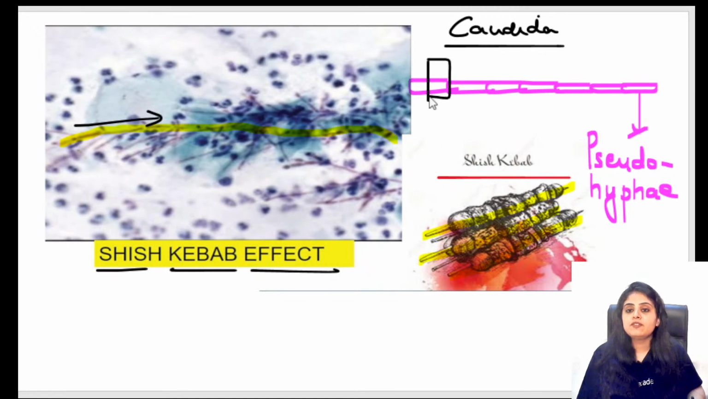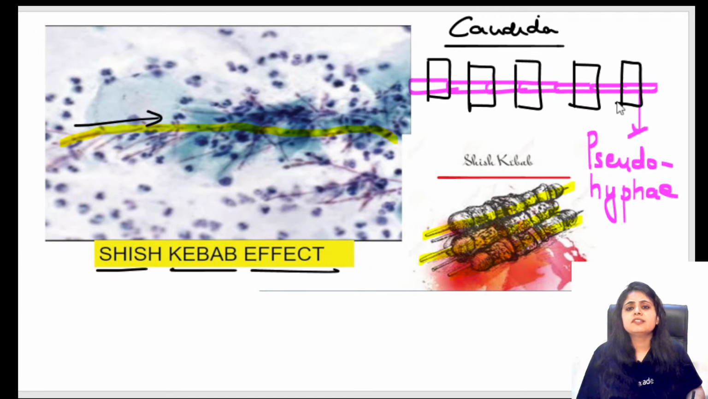On top of that, you will have to place the pieces of kebab. Okay, what are these pieces of kebab? These are the cells of the cervix. These are the epithelial cells of the cervix. So these are the pieces of kebab, and that is the stick.